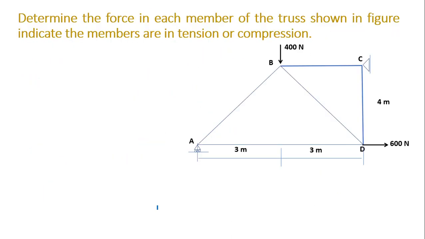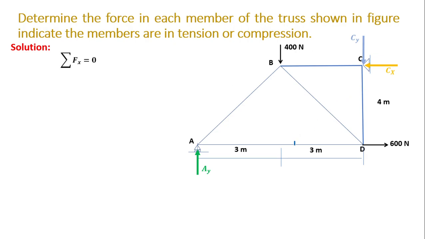So we have here, you have to compute for the tension of each of the members of the truss, and then we have to indicate if it's tension or compression. So ito yung AY natin. Ayan. This is a roller. So upward. So we have that will be CX and CY.